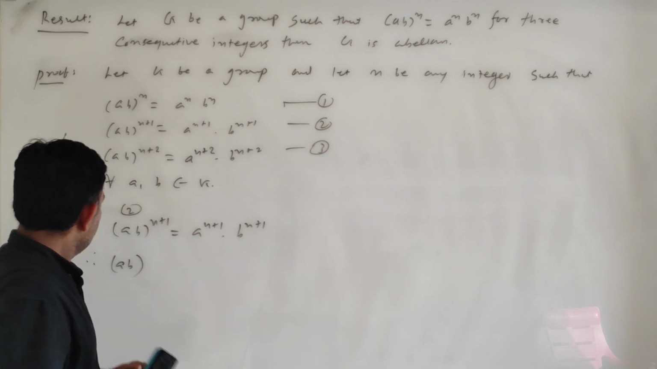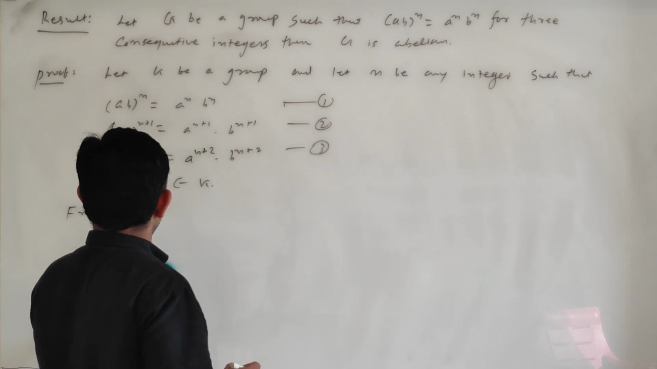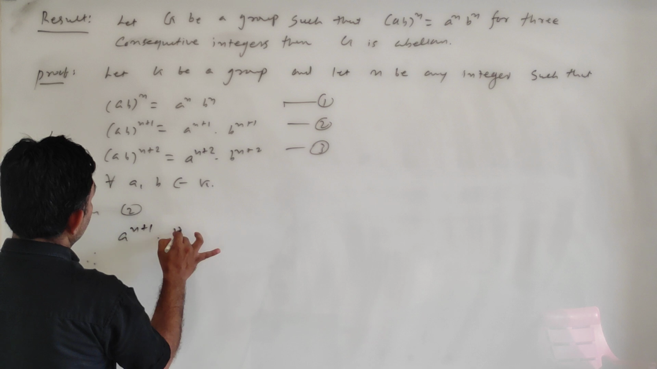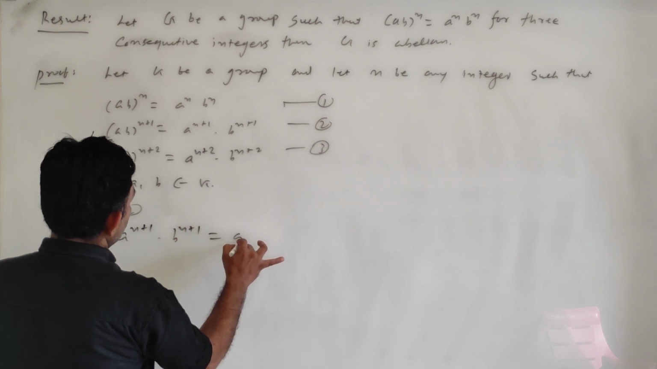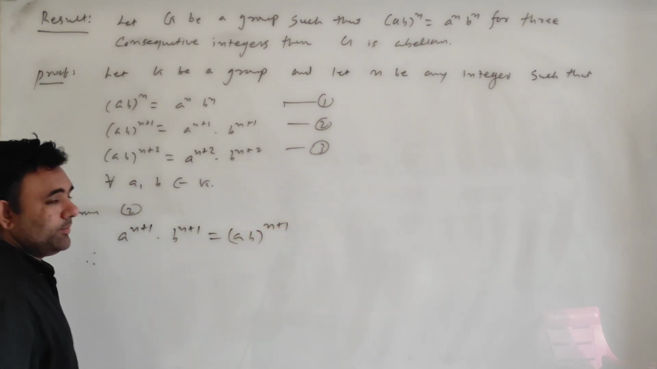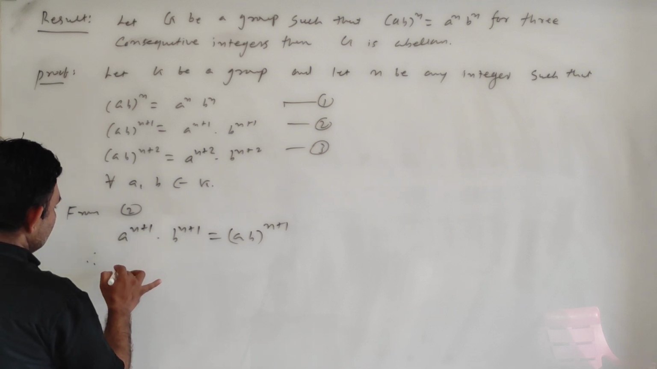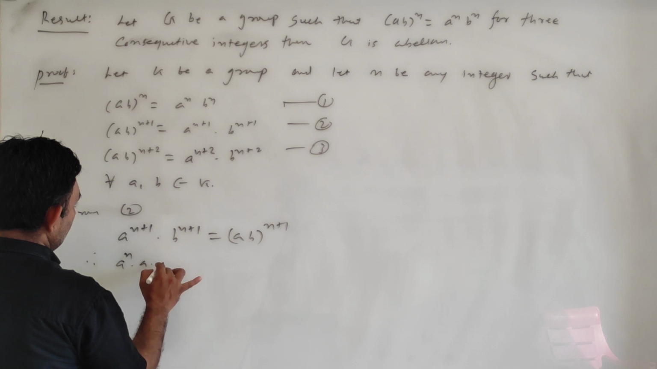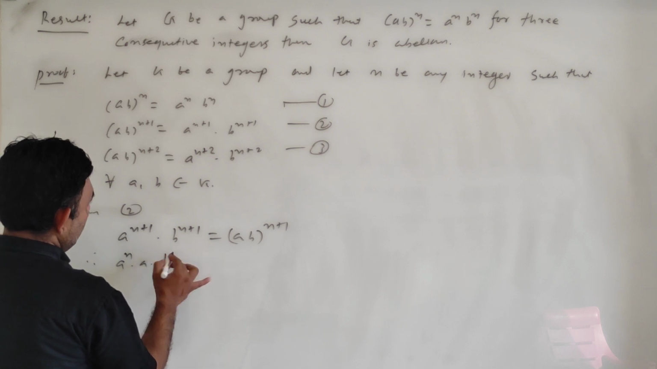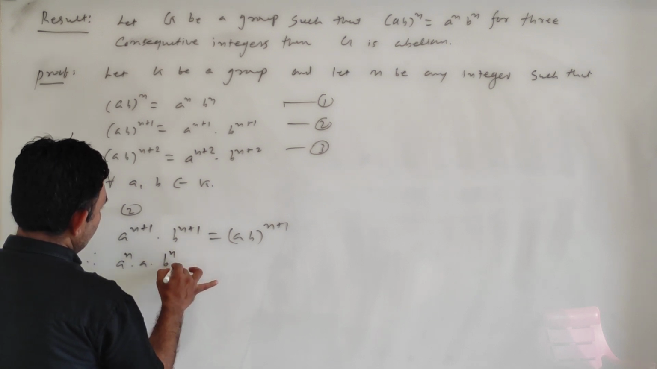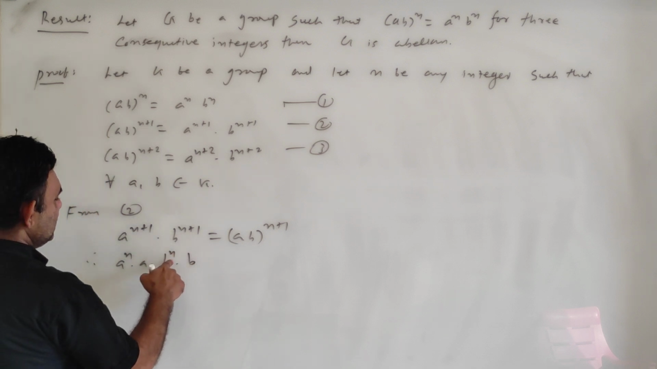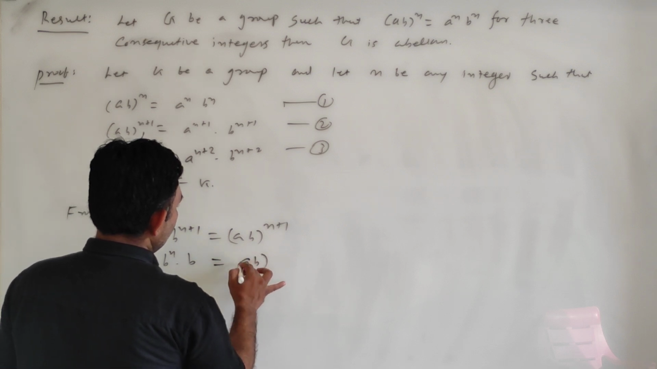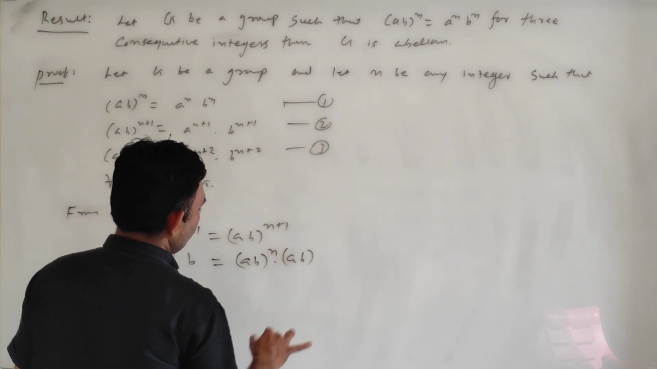In this way, a raised to n plus 1 into b raised to n plus 1 is equal to ab raised to n plus 1. So I can split this as a raised to n into a, and this is b raised to n into b. N plus 1 can be split as n and 1, and here I can write it as ab raised to n into ab.